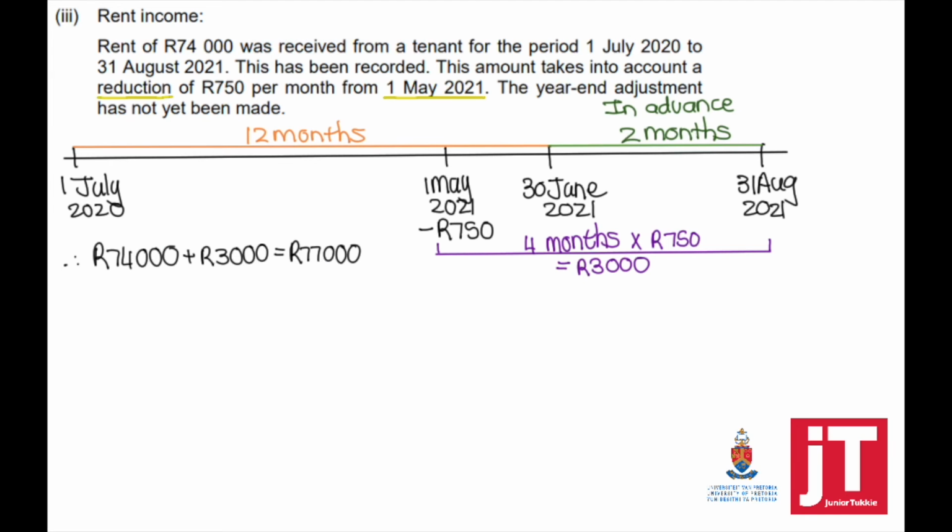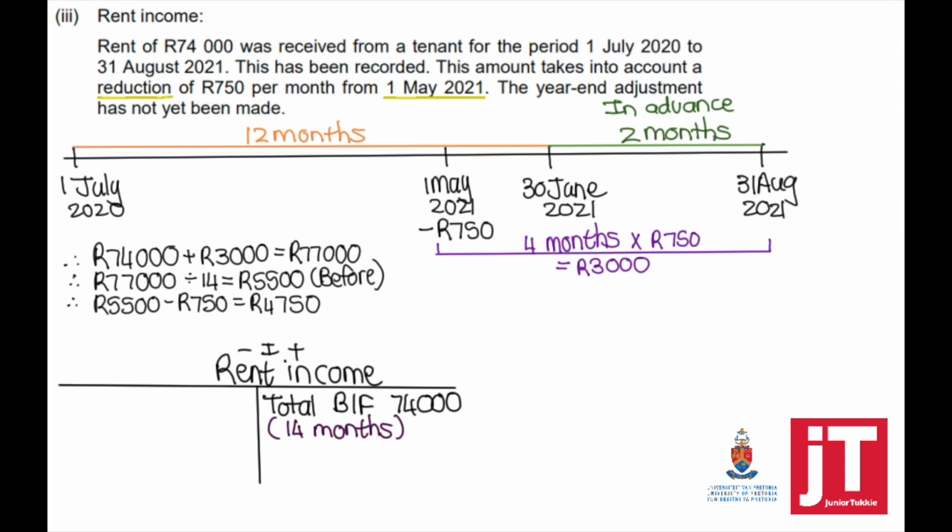Now is the part which you need to be very careful. Because it was a reduction in the rent, we actually need to add that 3,000 to the 74,000 to find out what was the rent before the reduction. So the rent was 5,500 per month. Now we can say 5,500 minus 750, which gives us the rent after the reduction.